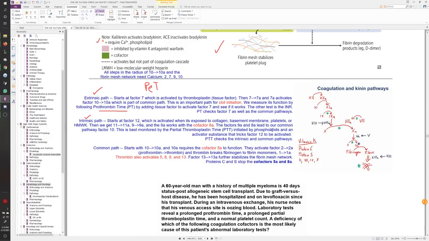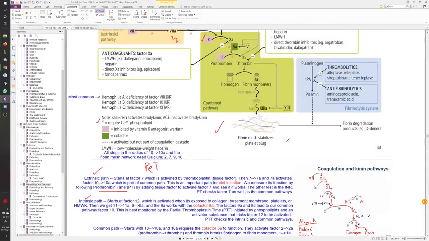PTT, which is initiated by phospholipids and an activator substance that tricks factor 12 into being activated. This is how you actually do your PTT test within the lab. Right? So if they're ever trying to explain some kind of thing they're doing, but they don't want to call it PTT, they'll tell you that they took the blood, they added some phospholipids, and then they added an activator substance, whatever it might be. They might actually name a specific type of substance. And then you're going to see whether or not factor 12 activated, which should lead to an entire cascade of 11 and 9 and 8, all activating to finally activate factor 10. PTT checks the intrinsic and common pathway, right?